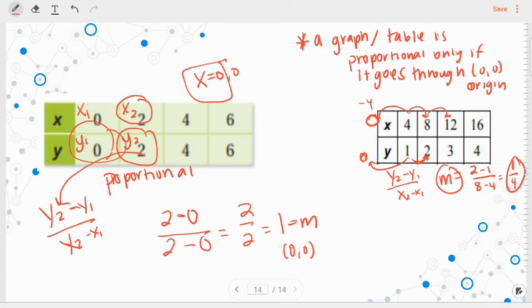So the last question, so what is my y-intercept? My y-intercept is 0, because that value right there is 0. And is this proportional? Yes, it's proportional. And why? Because my graph goes through the ordered pair (0, 0).